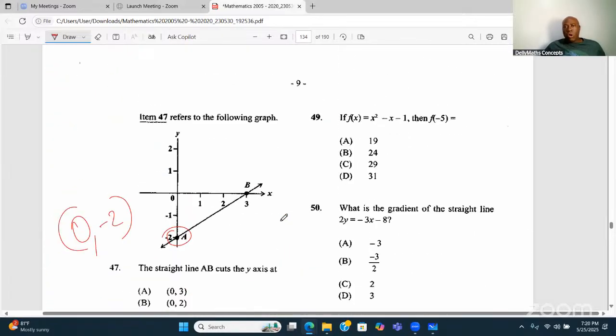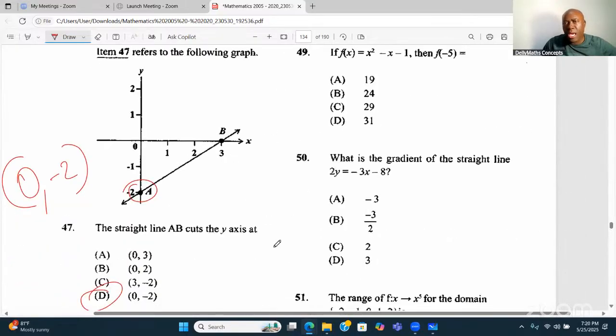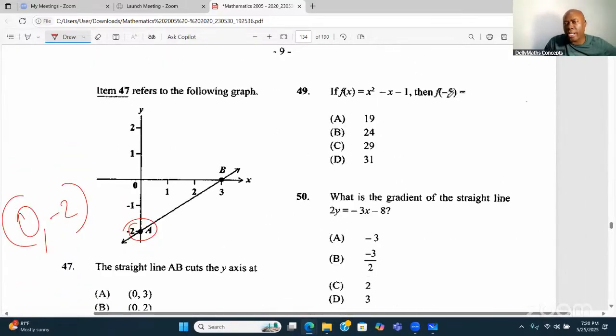All right, remember now we're at 49. We're looking at functions now. f(x) is equal to x squared minus x minus 1. You're finding f(-5), right? f(-5). Everybody work out that and drop it in, please. 49. Let me see what you have for your 49, people. What we got for 49? Let's go. Let's see what you have. Let me check the chat to see if anybody's sending anything.